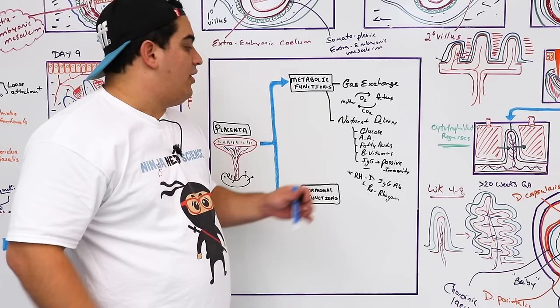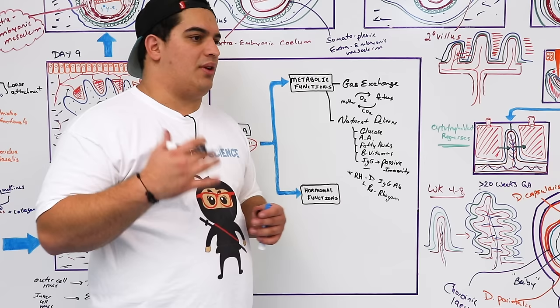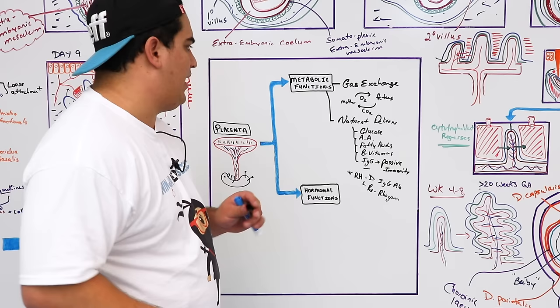If not, and the mother's already alloimmunized, we have to check the baby's middle cerebral artery blood flow, and they do that through a Doppler, and they calculate velocity based upon fetal anemia. We're not gonna get into all that right now, okay? So that's some of the big things.